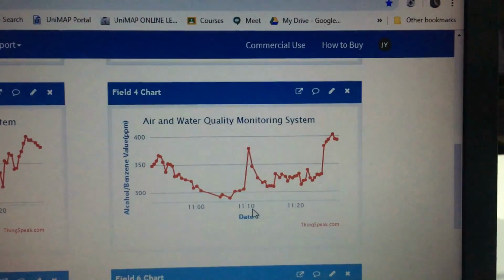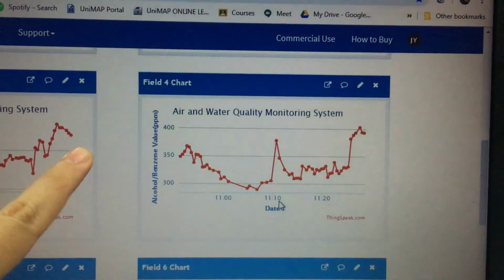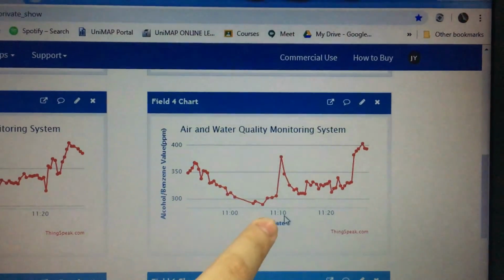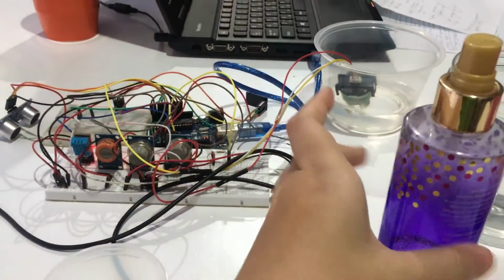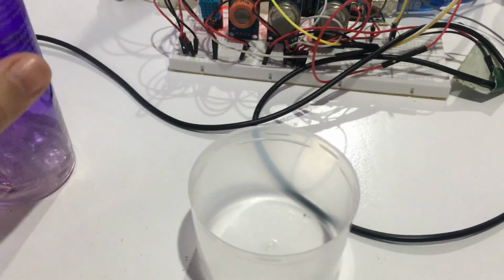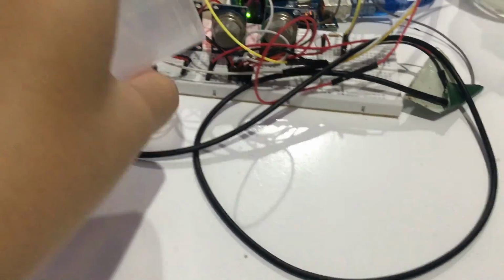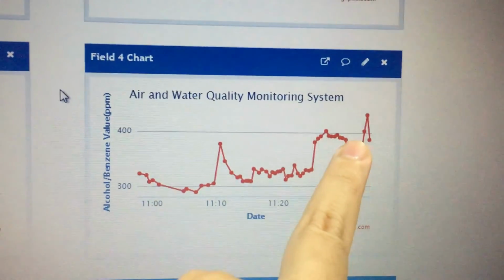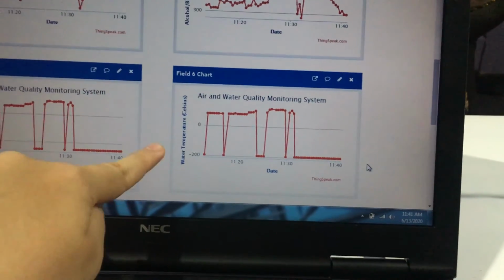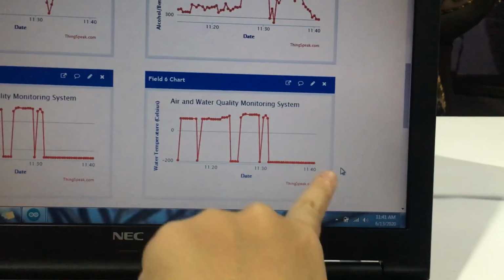This is the graph for alcohol value. The graph varies because of Wi-Fi connectivity. If we put the alcohol at the MQ3 sensor, the graph increases to 400 and above.